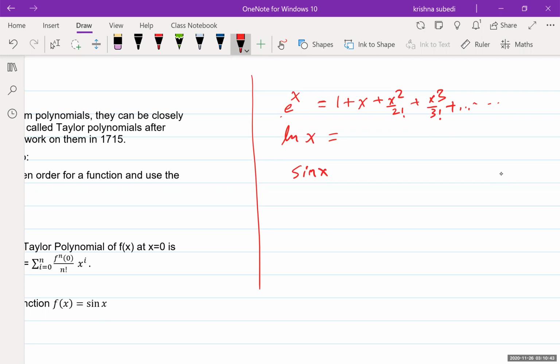In the same manner, we can change logarithmic function. For example, let's say I'm given ln(1 plus x), then I can change this logarithmic function into polynomial function. We'll prove it later, which will be equal to x minus x squared over 2 plus x cubed over 3 minus x to the power 4 over 4, and it goes like that.